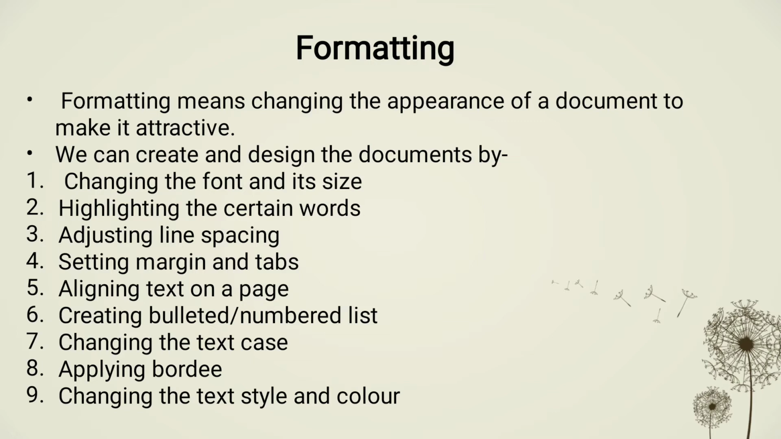Okay, now how can we format a document? There are 8 to 9 points. By doing those things you can change or format your document. The first thing is changing the font size and changing the font. When you are changing the font and making it stylish, it will be known as formatting. Highlighting certain words: when some important words are there in your document, you can highlight them. It also comes under formatting.